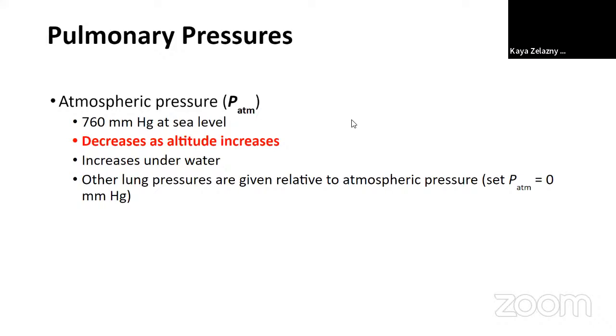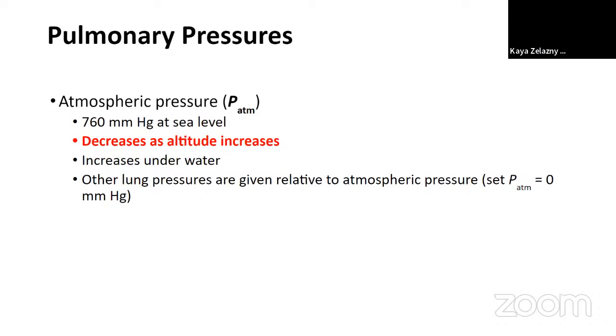Segueing into here, our atmospheric pressure, the pressure in the atmosphere around us, is 760 millimeters of mercury if you're at sea level. It goes down as altitude increases, because the air gets thinner. If you're underwater, it increases, and you can even feel that pressure on you if you dive down.